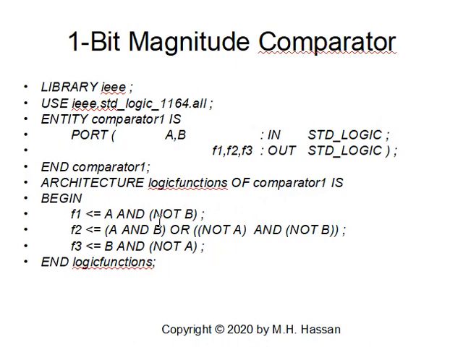Those came from the K-map from the truth table. F1 will be A and not B. F2 is A and B or not A and not B. And F3 is B and not A. So we define those equations, these logic functions. I will end logic functions, and I have a complete code for the 1-bit magnitude comparator.